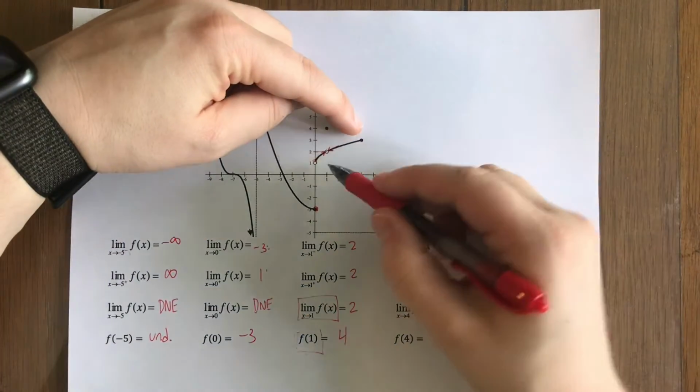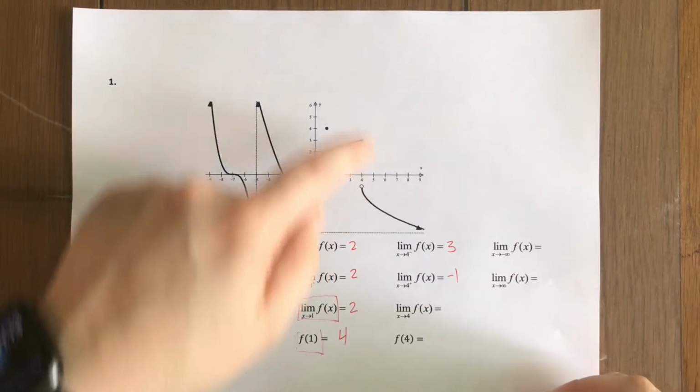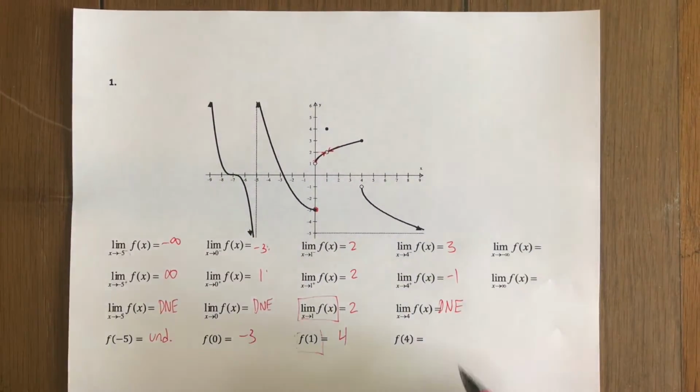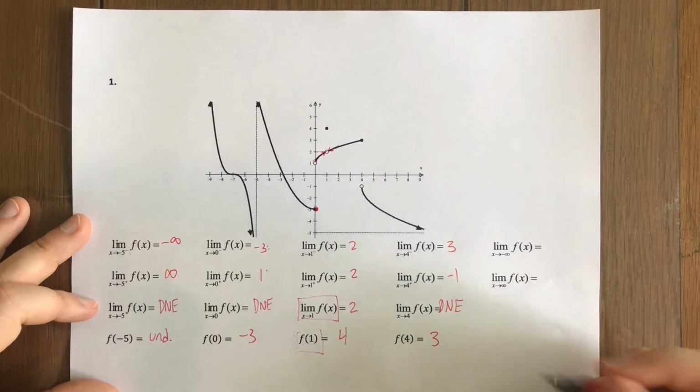At 4, from the left-hand side it looks like it's approaching 3. From the right-hand side it looks like -1. Those are not the same number, so the limit does not exist. And at 4, it actually is up here at 3.